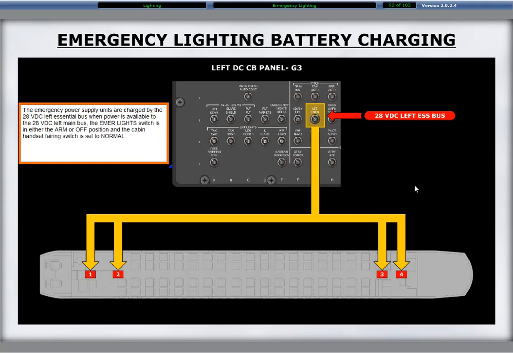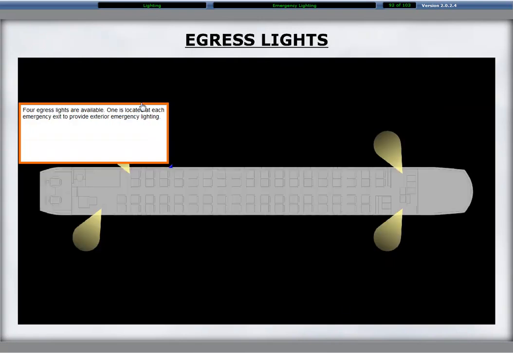The emergency power supply units are charged by the 28 volts DC left essential bus when power is available to the 28 volts DC left main bus. The emergency light switch is in either the arm or off position, and the cabin handset fairing switch is set to normal. 4 egress lights are available.